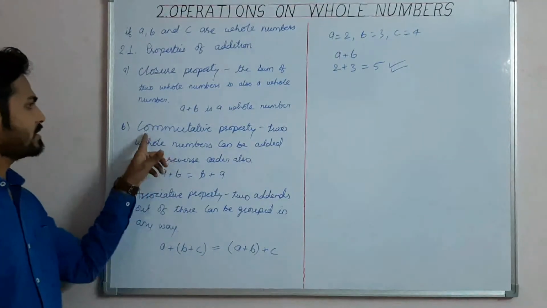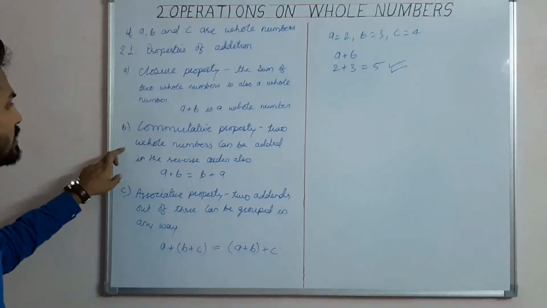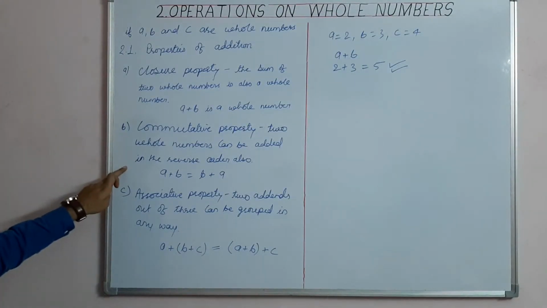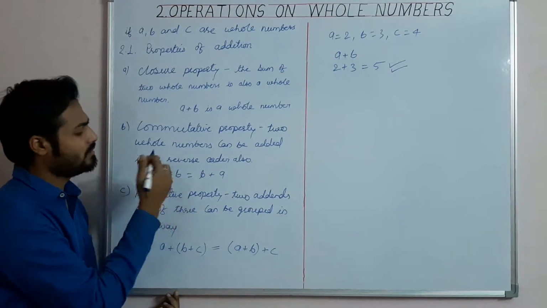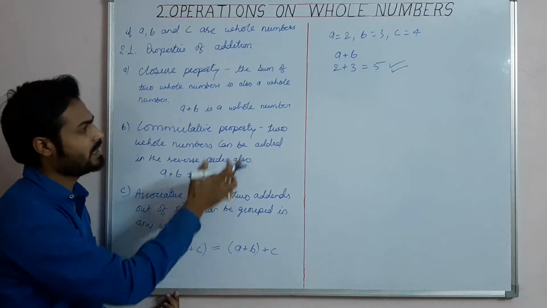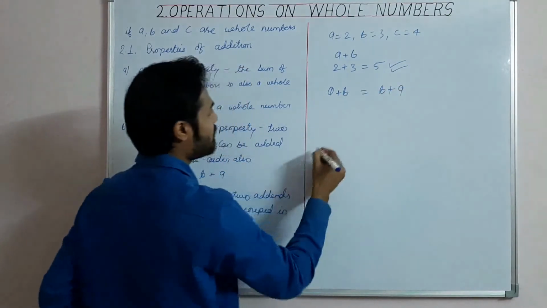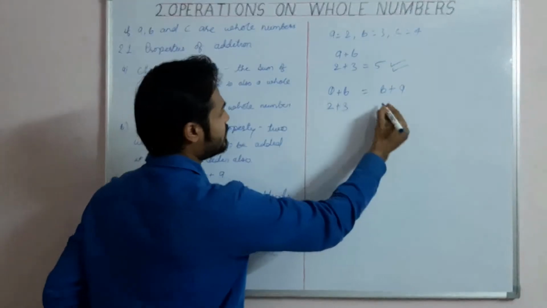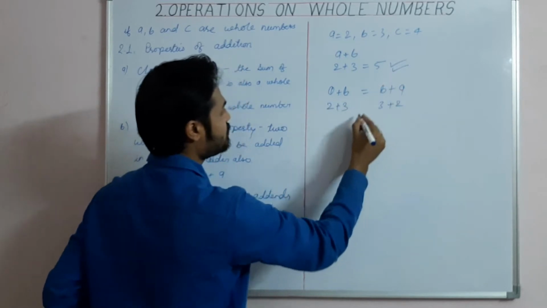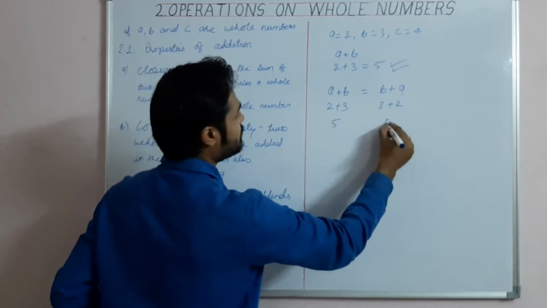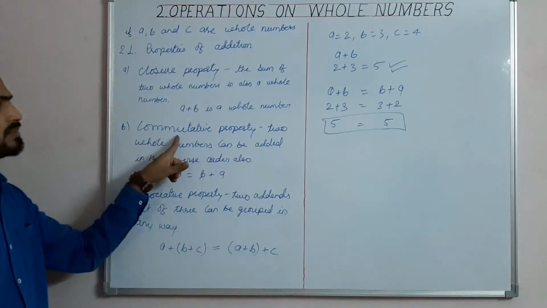Now the next property, which is commutative. The commutative property states that two whole numbers can be added in the reverse order also, which means we can change the order of addition. Here we are writing A plus B. We can also write it as B plus A. Again we will check: A plus B equals B plus A. Now A is 2, B is 3. Here we write B first, which is 3, and then A, which is 2. 2 plus 3 is 5, and 3 plus 2 is also 5. It means addition is commutative also.